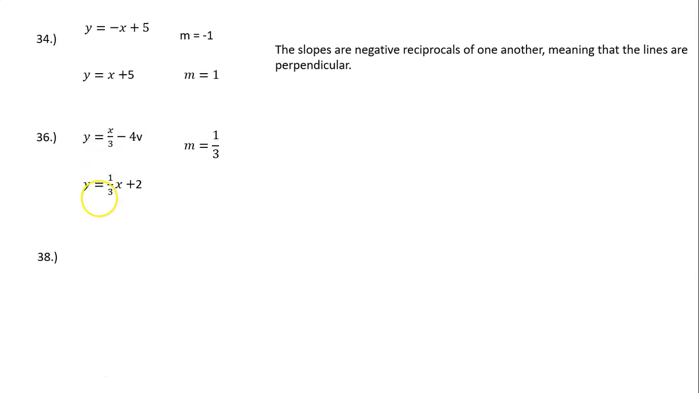And we come down to the second equation, and we can also see that the slope again is 1/3. So we ask ourselves, are the slopes equal? And yes, they are. And since the slopes are equal, that means the lines are parallel.